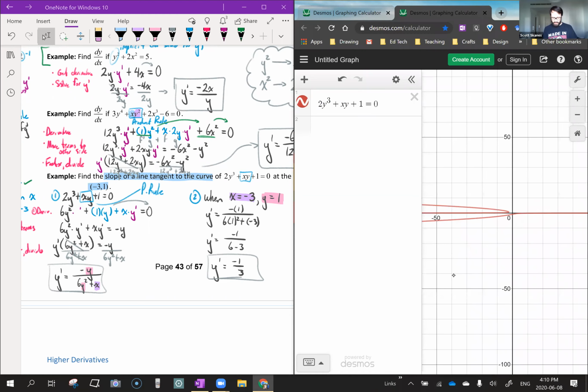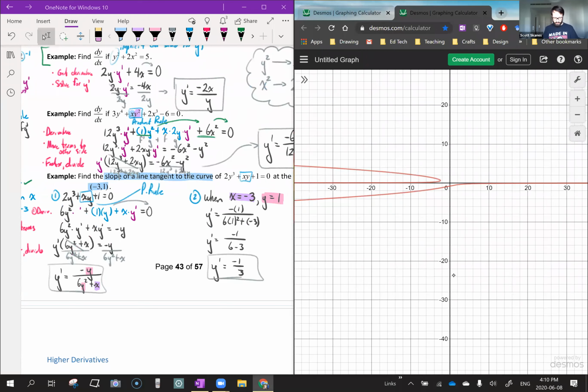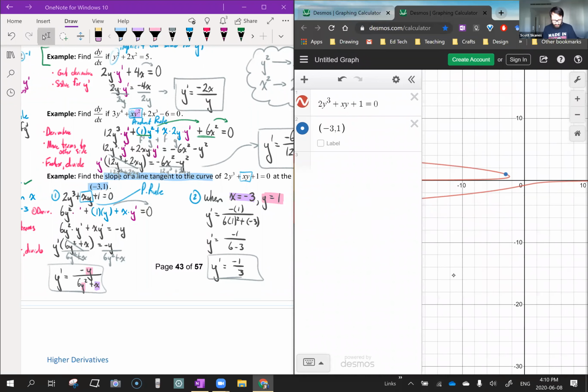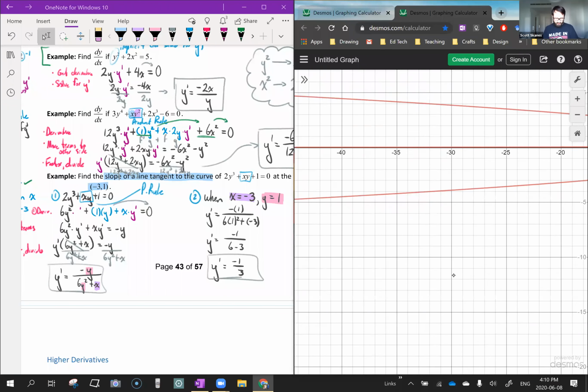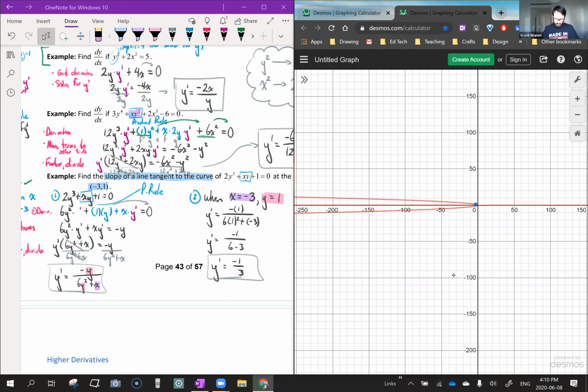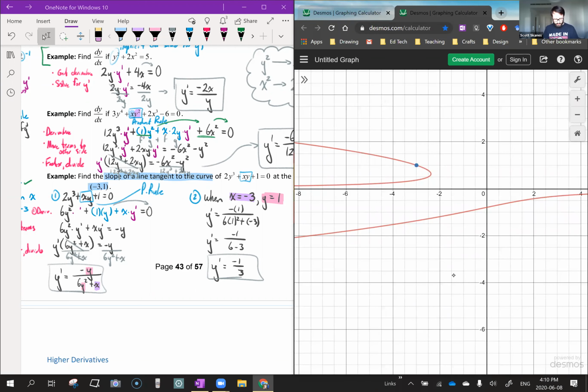All right, it's insane. What is that function? It's probably the craziest function I've ever seen. And then I'm going to put the point -3 and 1. That's our point. So I've graphed it. It's this crazy function. I don't think I've ever seen a function that looked like that before. So that's our function. And I want the tangent line at that point.